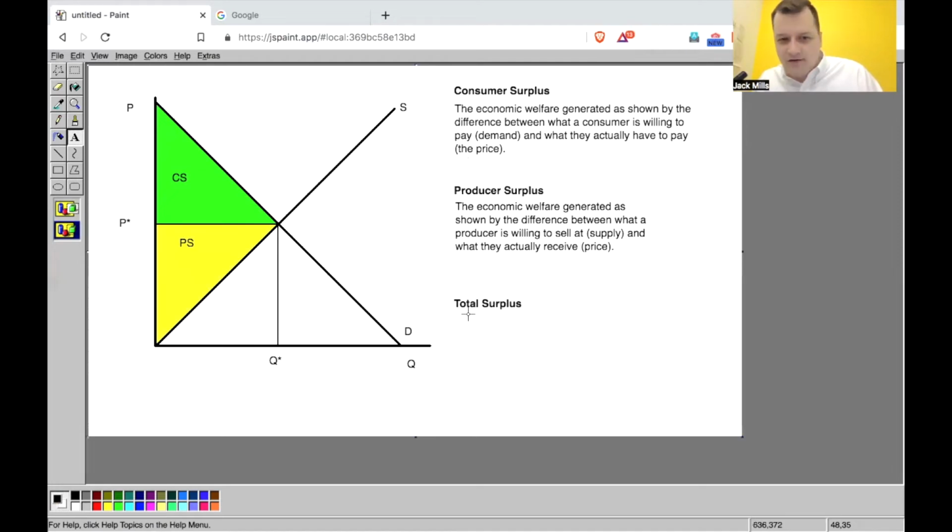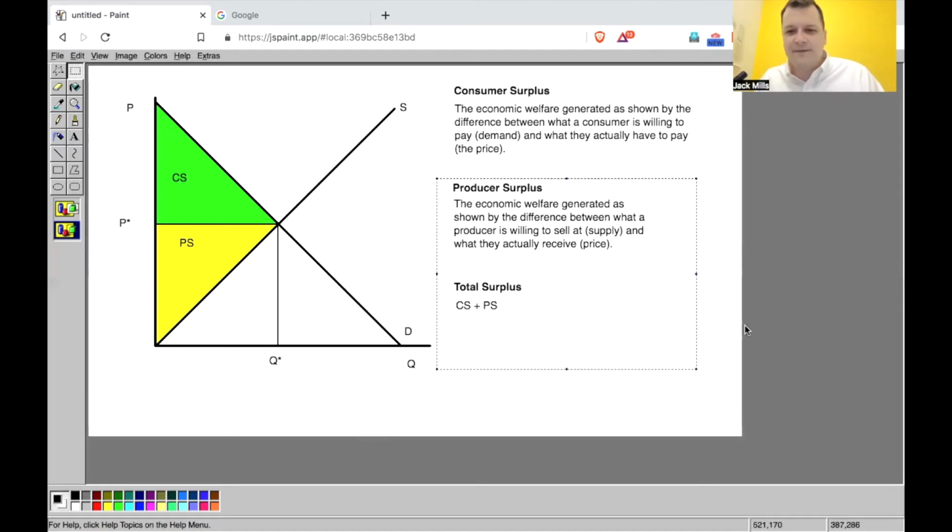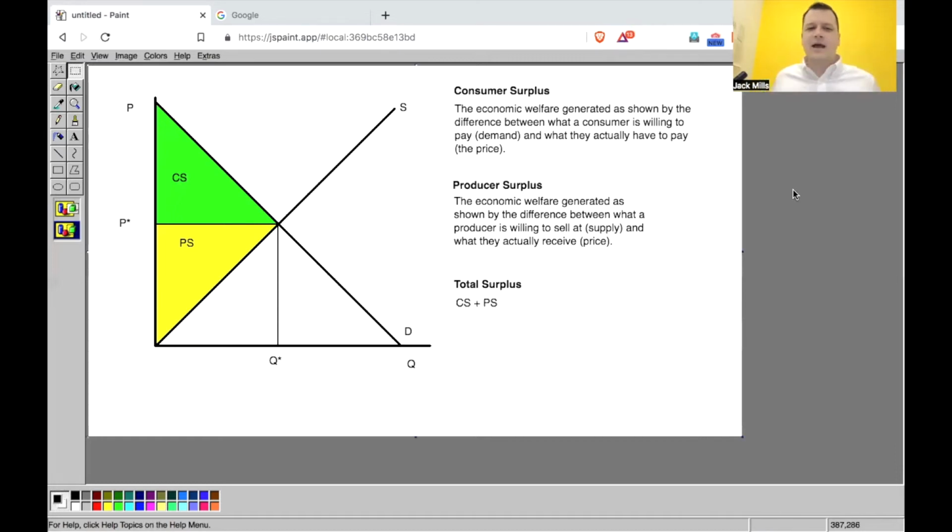And now total surplus, well, that's easy. That's consumer surplus plus producer surplus. Oh my gosh, I got it. That's all it is. Consumer surplus, producer surplus, total surplus, economic welfare. How cool is that? Okay, so let's just take this in for a moment.